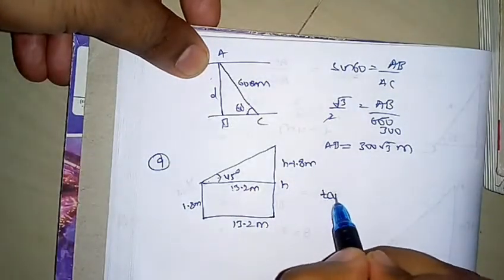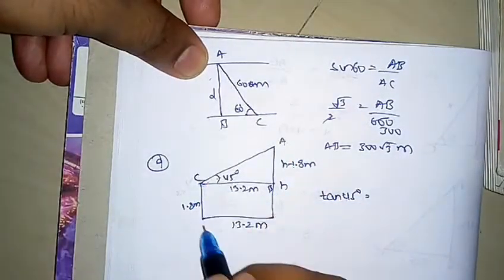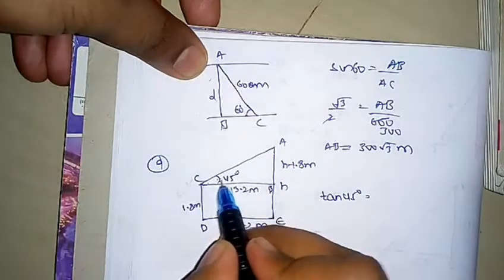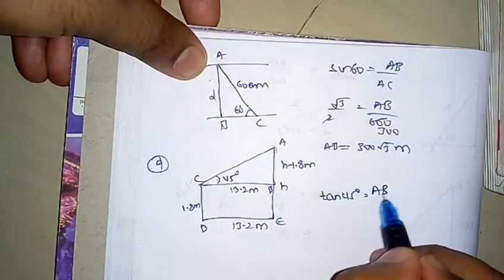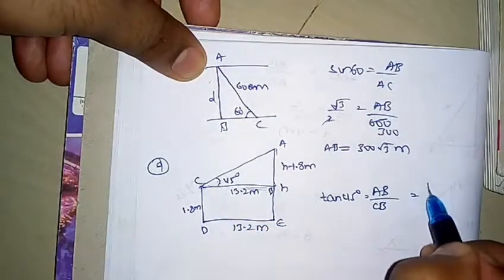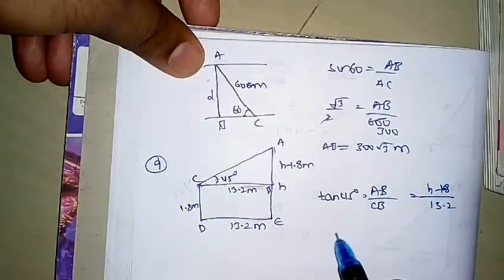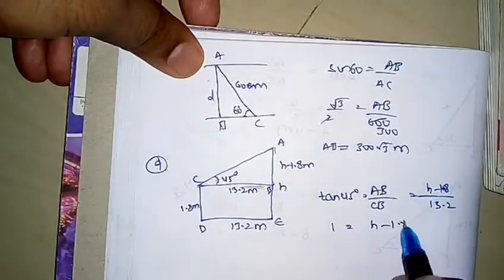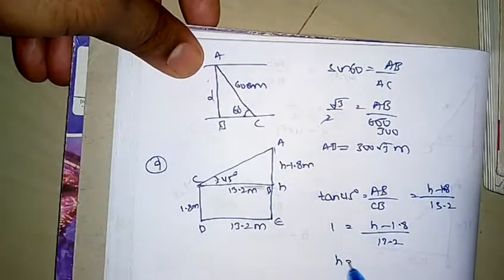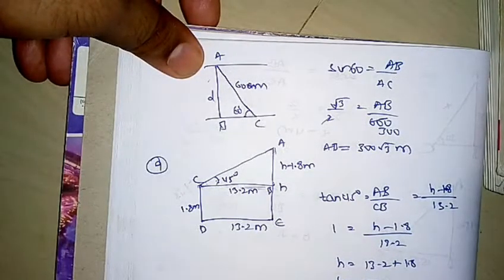So tan 45 degrees will be equal to, let this be A, B, C, D, E. Tan 45 degrees will be opposite side AB by adjacent side CB, which is equal to h minus 1.8 by 13.2. So tan 45 is 1, equal to h minus 1.8 by 13.2. So h is equal to 13.2 plus 1.8. So h is equal to 15 meters. Let's check the answer. Yeah, it's 15 meters.